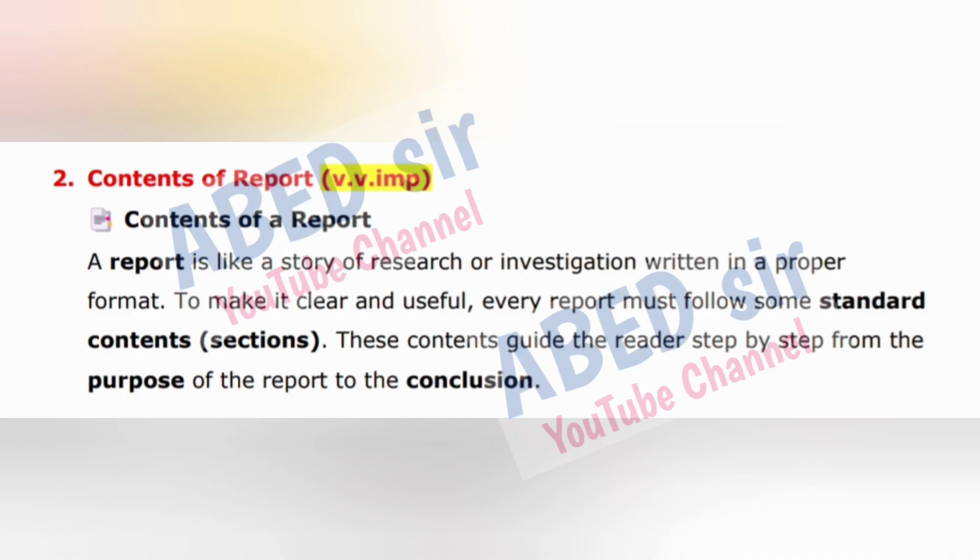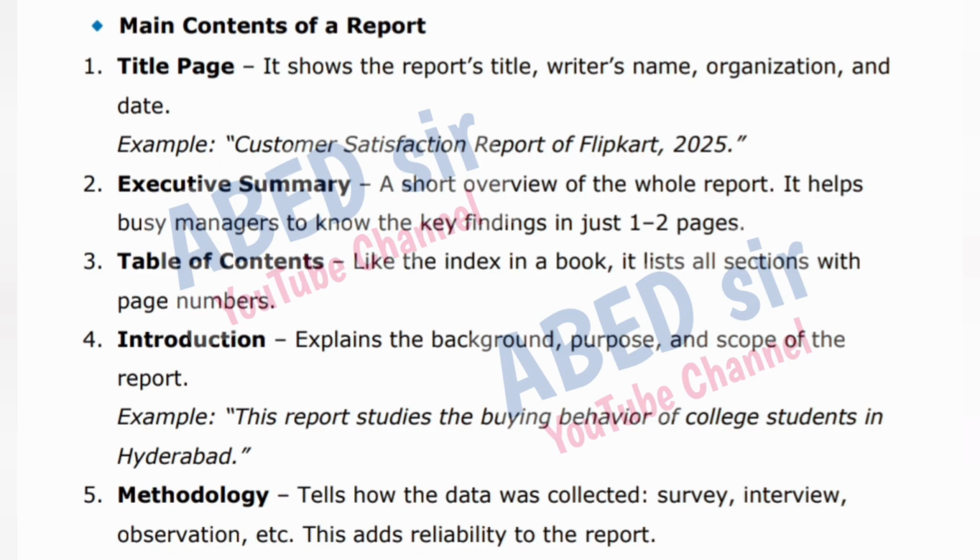These contents guide the reader step by step from the purpose of the report to the conclusion. Main contents of a report. 1. Title page. It shows the report's title, writer's name, organization, and date. Example, Customer Satisfaction Report of Flipkart, 2025.